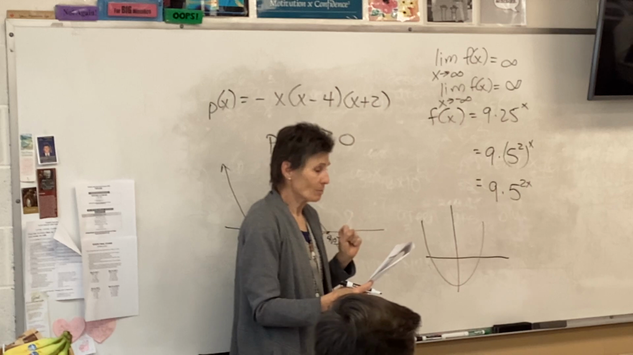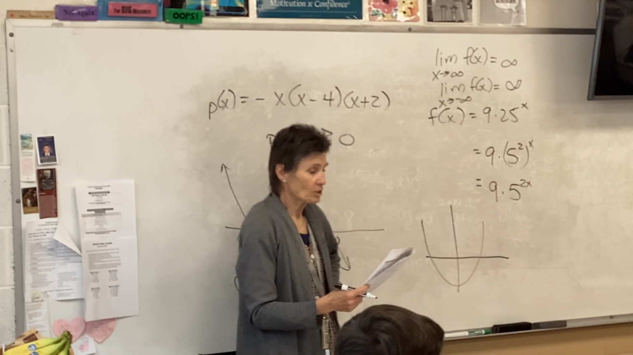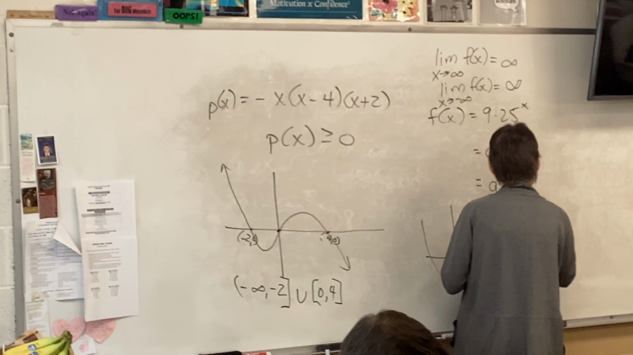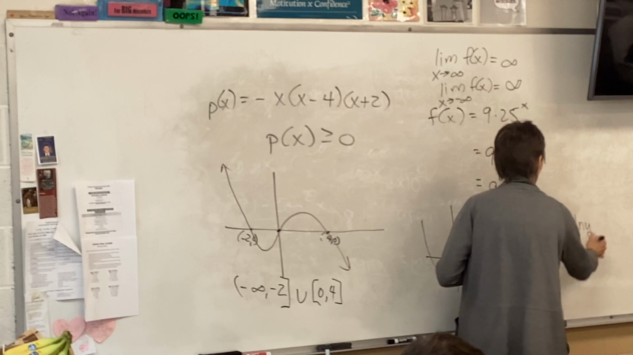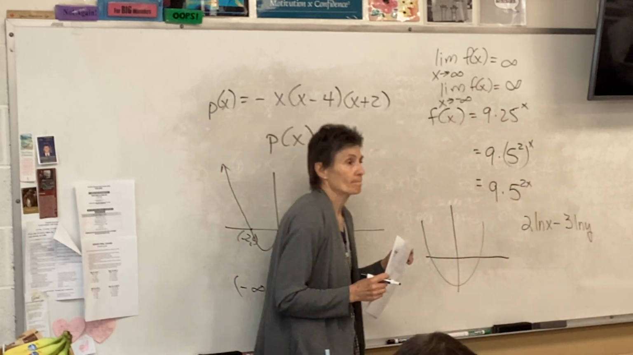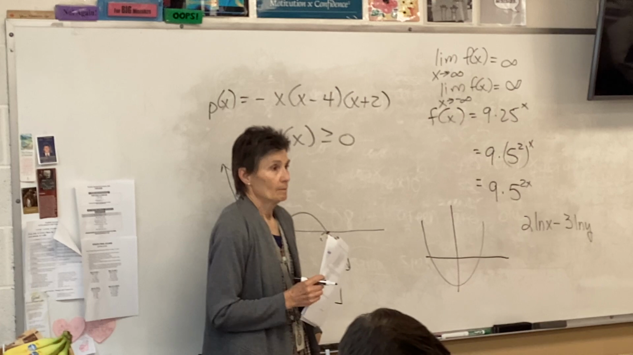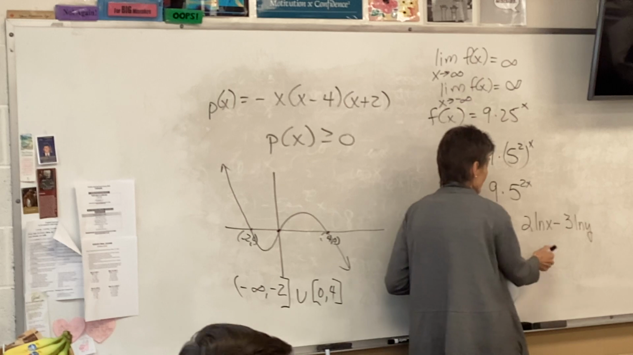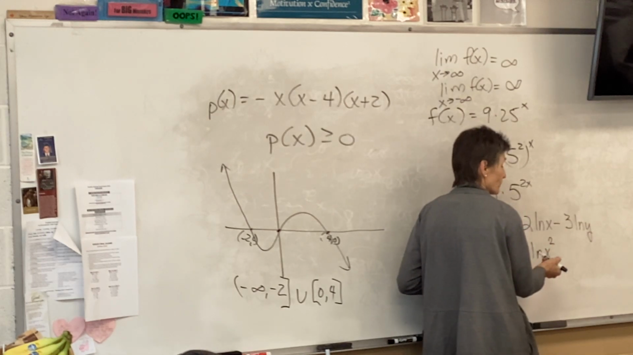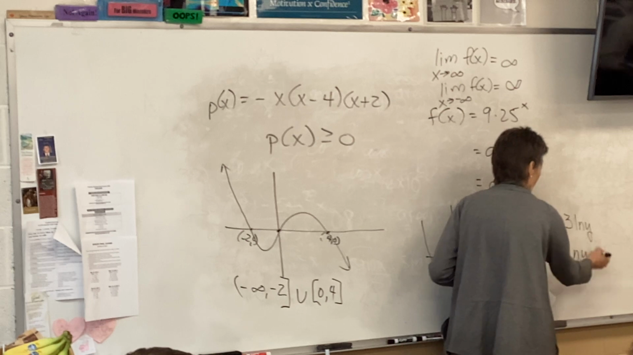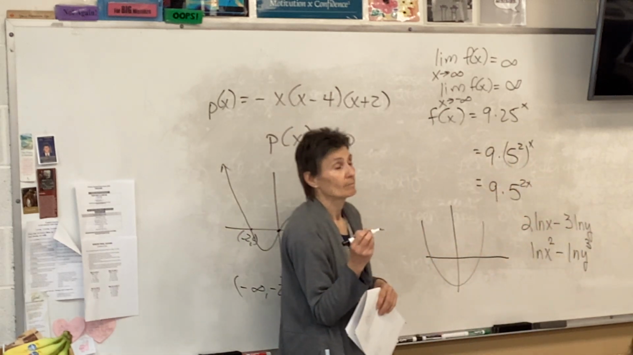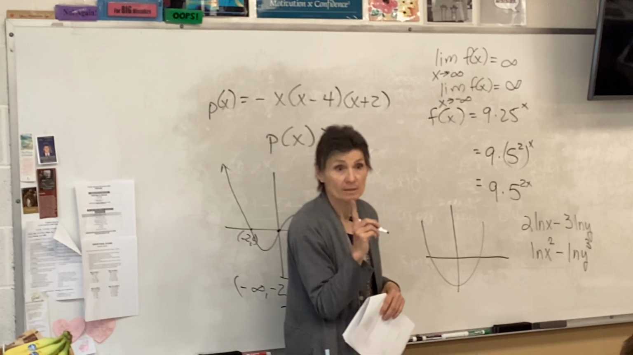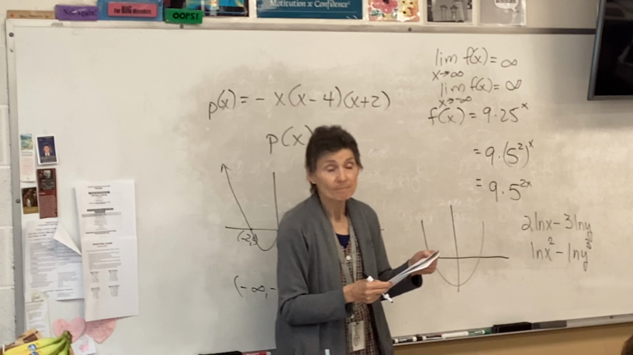All right, let x and y be positive constants. Which of the following is equivalent to 2 ln x minus 3 ln y? PEMDAS, take care of those exponents first. Aren't these exponents here? So this is ln x squared minus ln y cubed. And then the minus tells me I'm going to divide. So A.